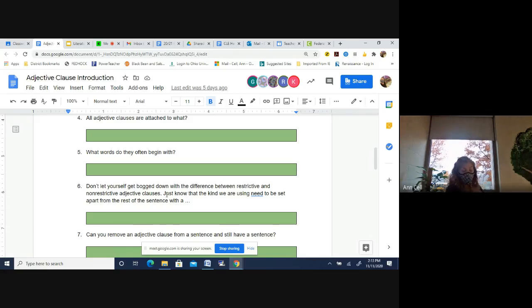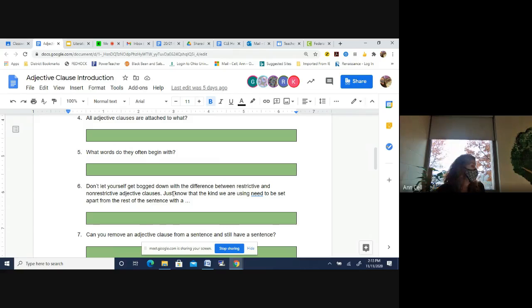Then at the very bottom, it says this. Adjective clauses can be removed without destroying the sentence, but notice how including them adds detail and style to the sentences. Adjective clauses build better sentences.